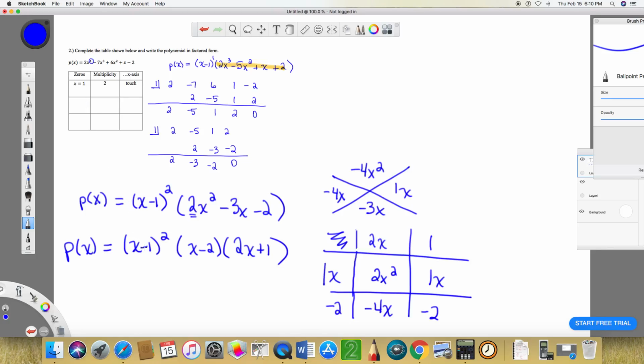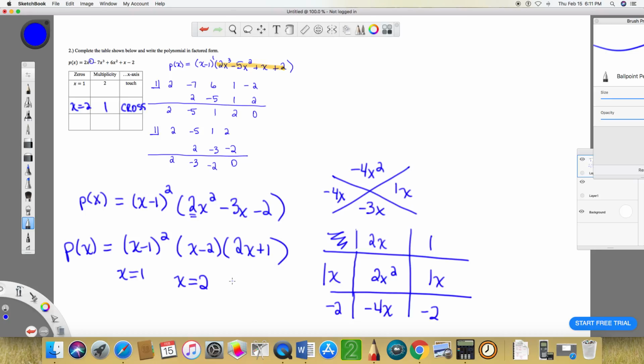They've already put in the 1 for me from this factor, and I already said the multiplicity was 2, and if that's a touch, in this next one here, we have a first degree, x equals 2, multiplicity of 1, and it crosses through the x-axis.